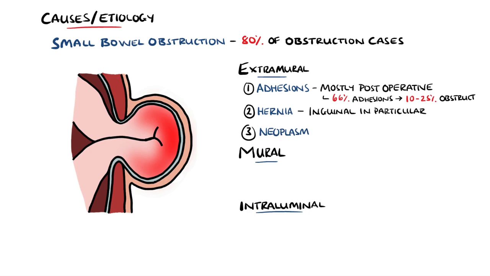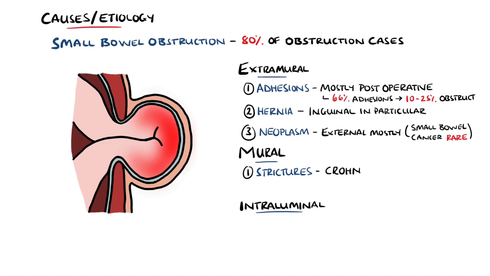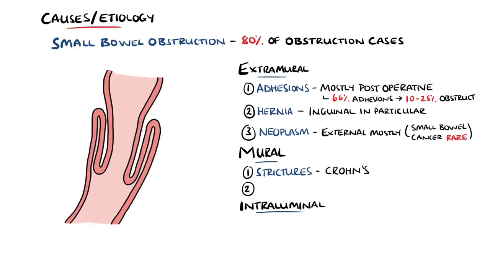Neoplasm can also cause small bowel obstruction, but this is typically due to external compression rather than a cancer of the small bowel itself. Mural causes include inflammatory strictures, such as in Crohn's disease, and we may also see intussusception, which is where part of the bowel passes into a contiguous piece like a telescope. Another is Meckel's diverticulum, and these two are more common in children.